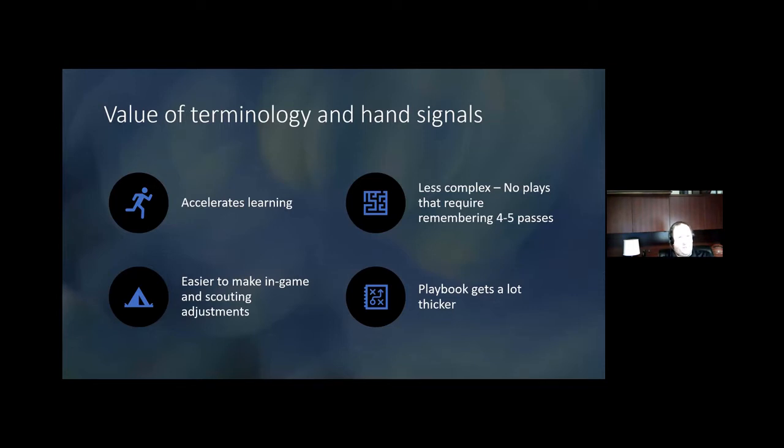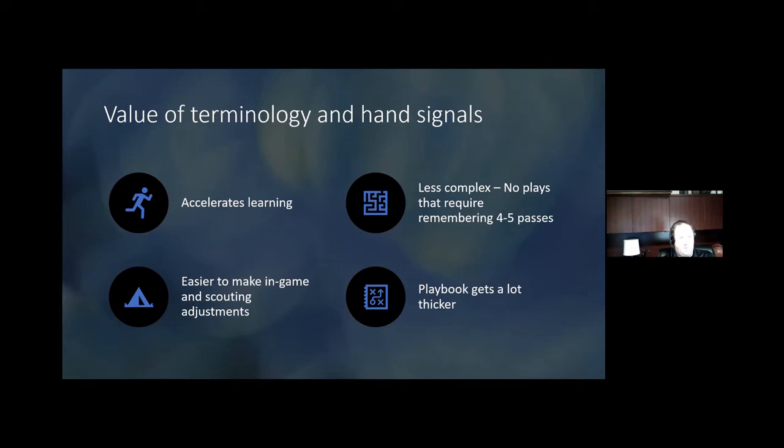Let's talk about less complex, because we're not running 4 or 5 passes, but it's really easy to make some in-game adjustments, and your playbook gets a lot thicker. So again, going back to that flow concept, start to piece some of those actions together, and the kids start to learn, hey, we want to piece 2 flow actions together. So can we run wave into a push action, or a push action into wave, to get a different kid in an advantage situation?